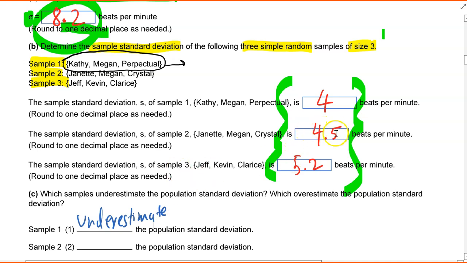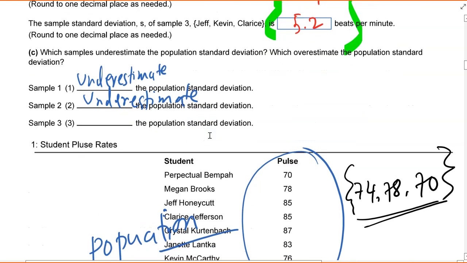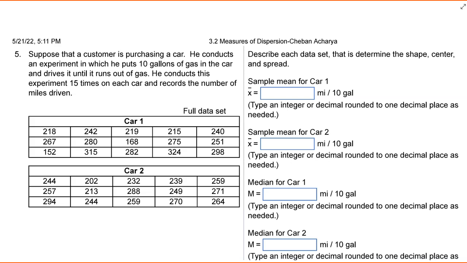And sample 2 also underestimates the population standard deviation. And sample 3 also underestimates the population standard deviation. Also underestimate. Okay, that's question number 4.